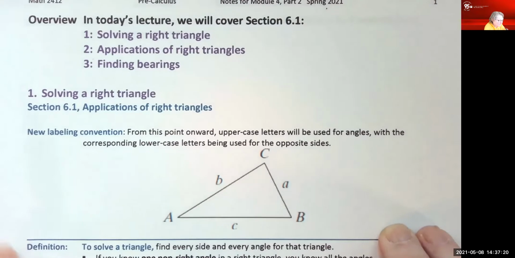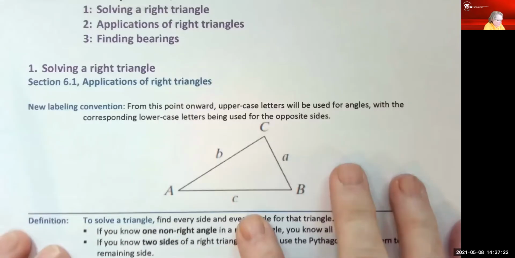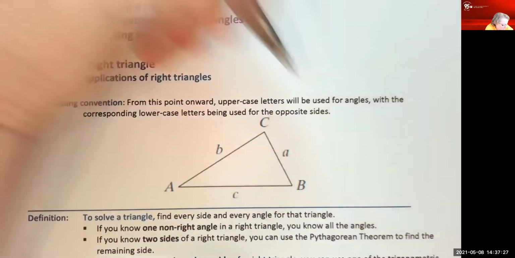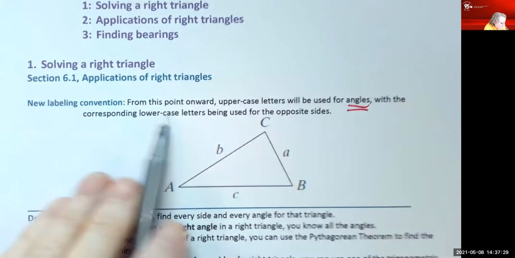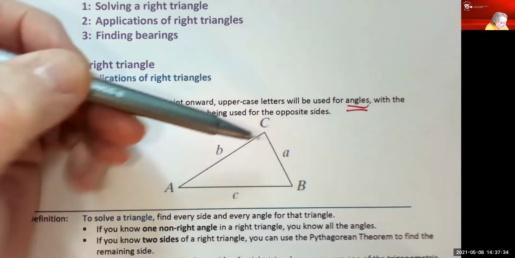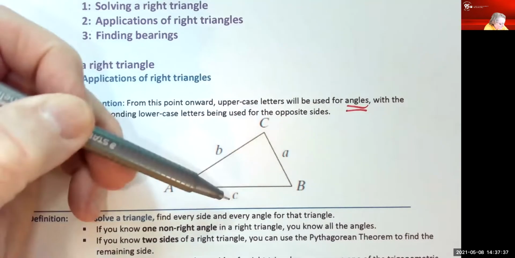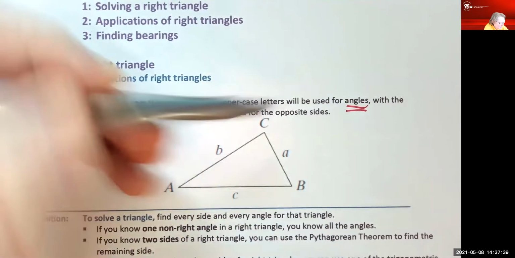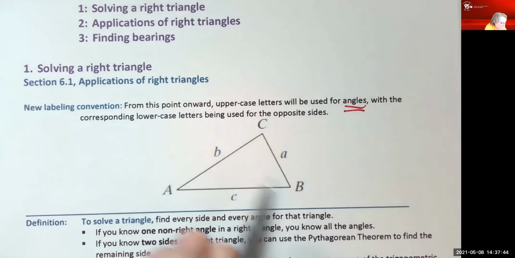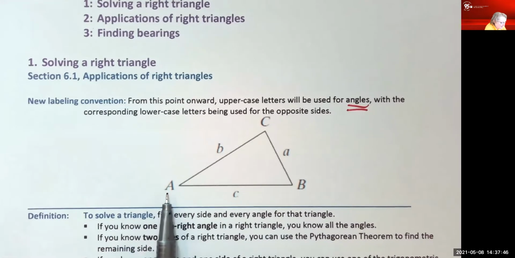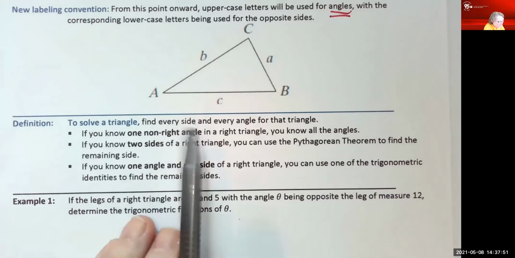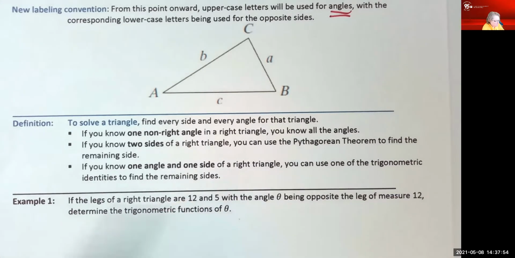So in general, from this point forward, an uppercase letter will represent an angle. A lowercase letter will represent the corresponding opposite side. So for instance, angle C is here in capital, little c is the side opposite. Capital B is here representing this angle, little b is the side opposite, and the same with angle A and small a. To solve a triangle, you want to find every side and every angle for that particular triangle.